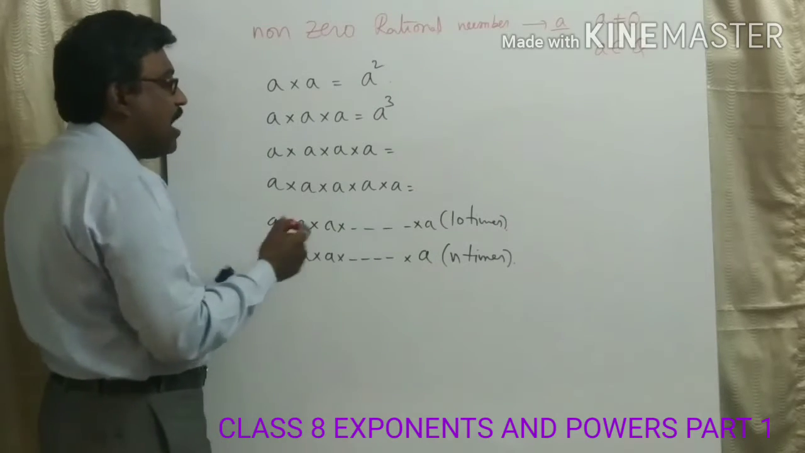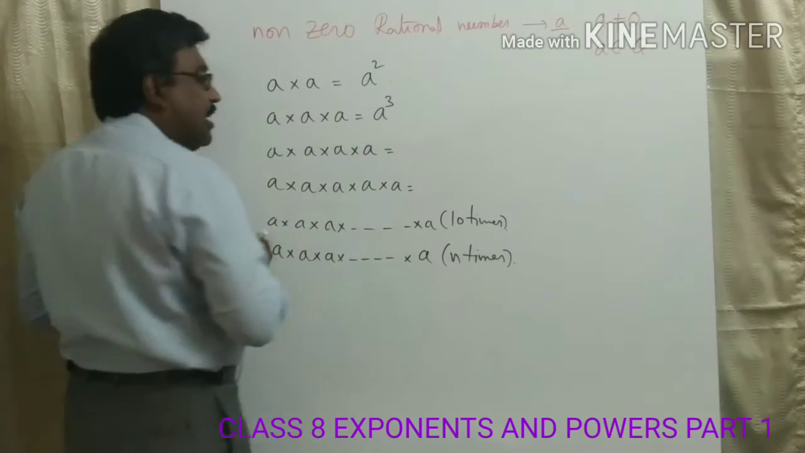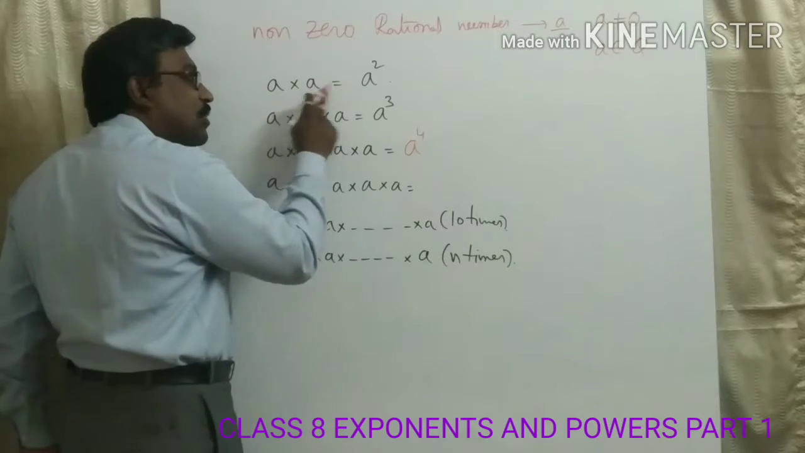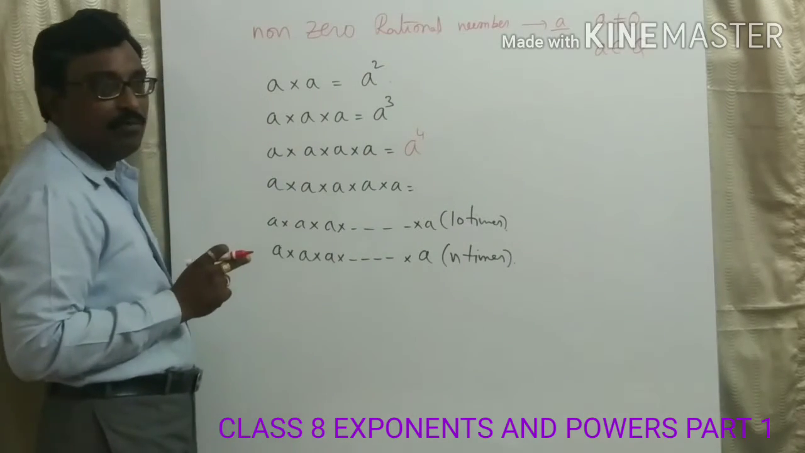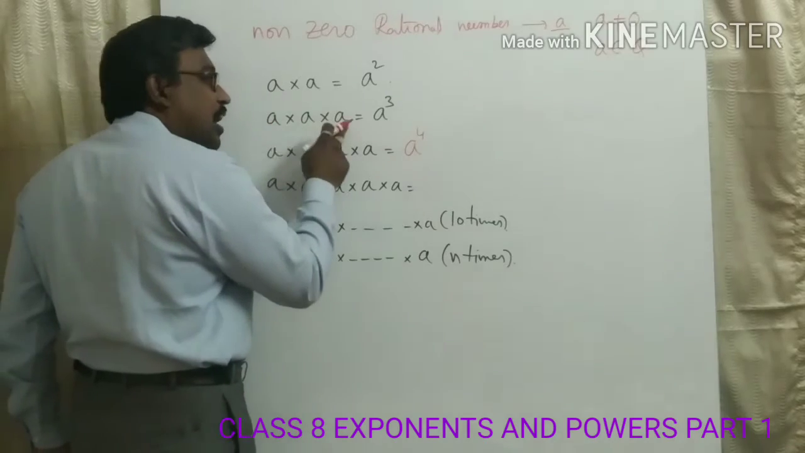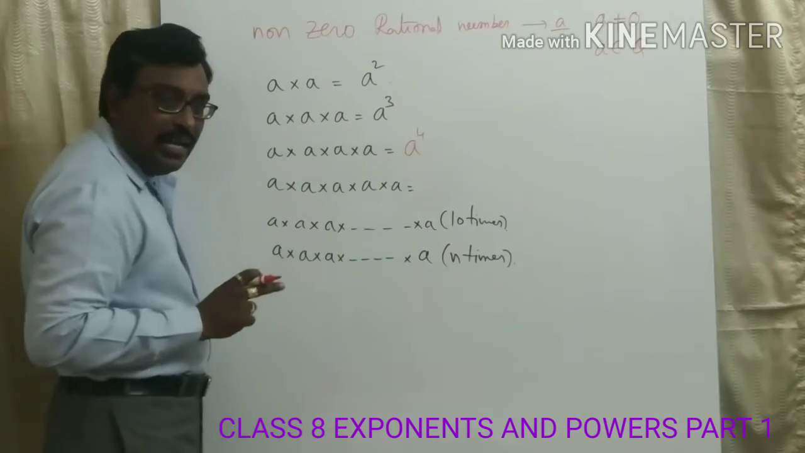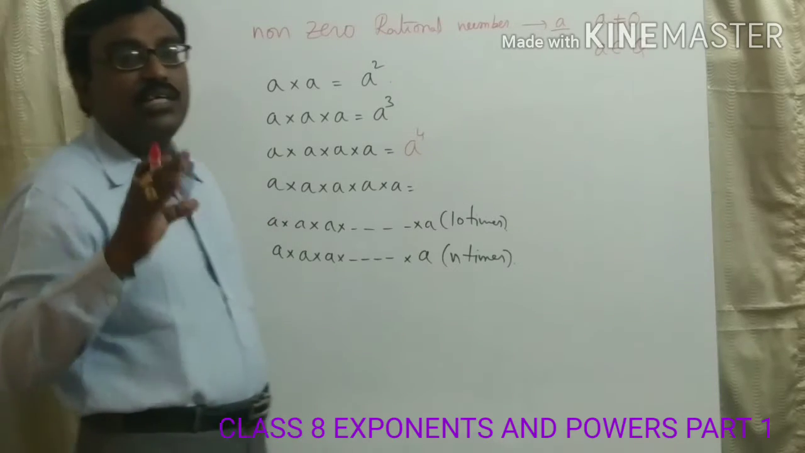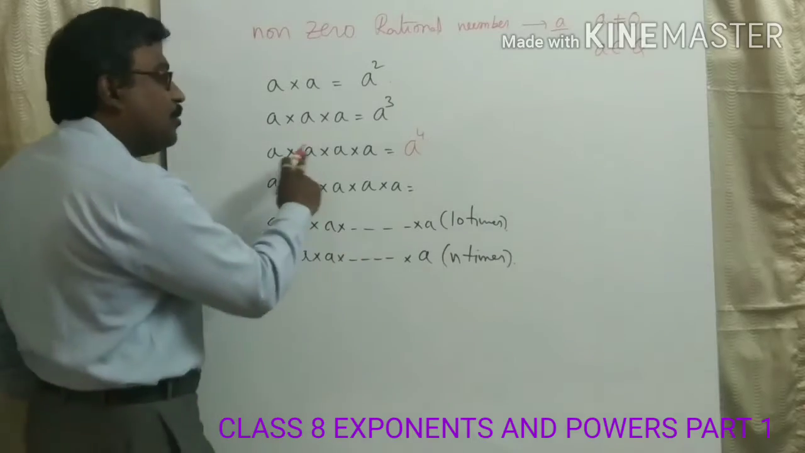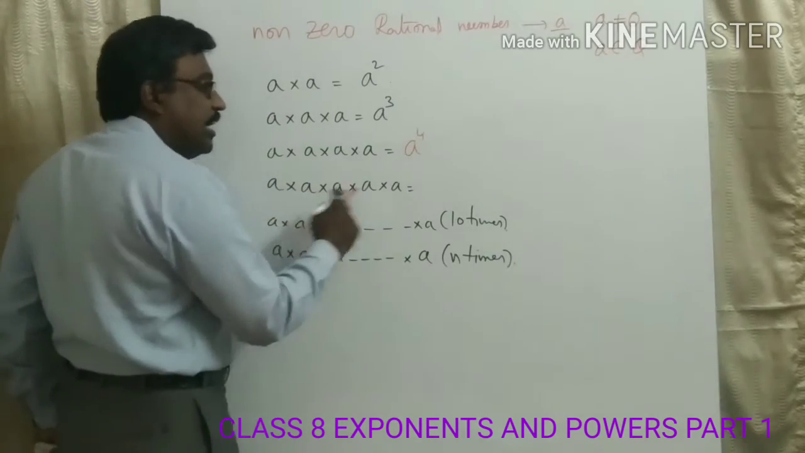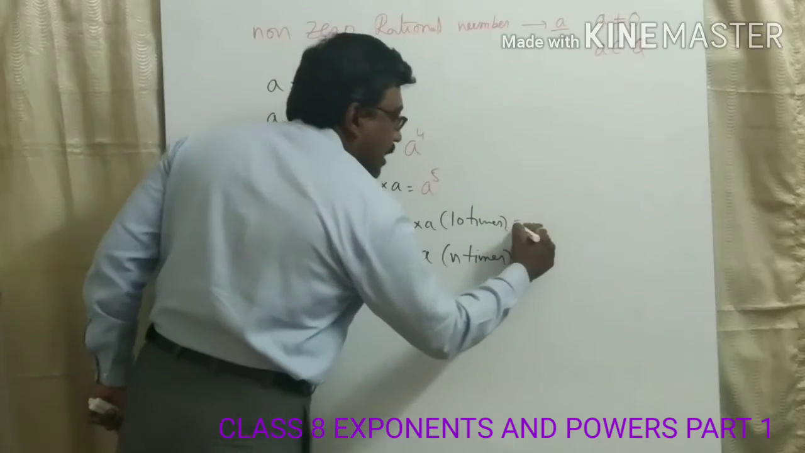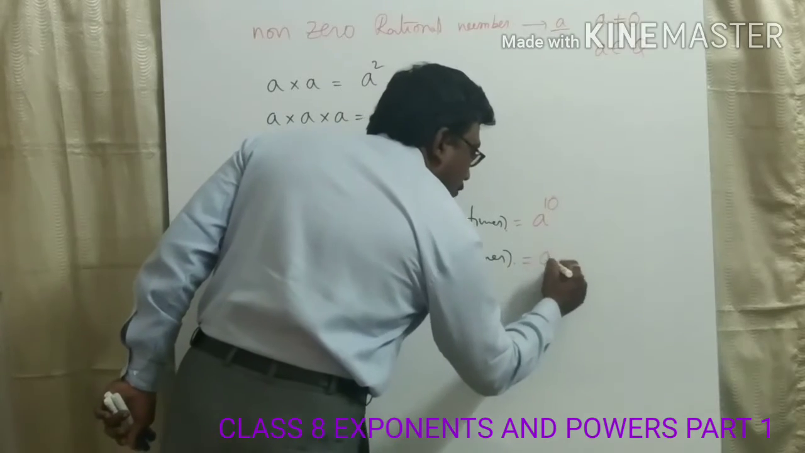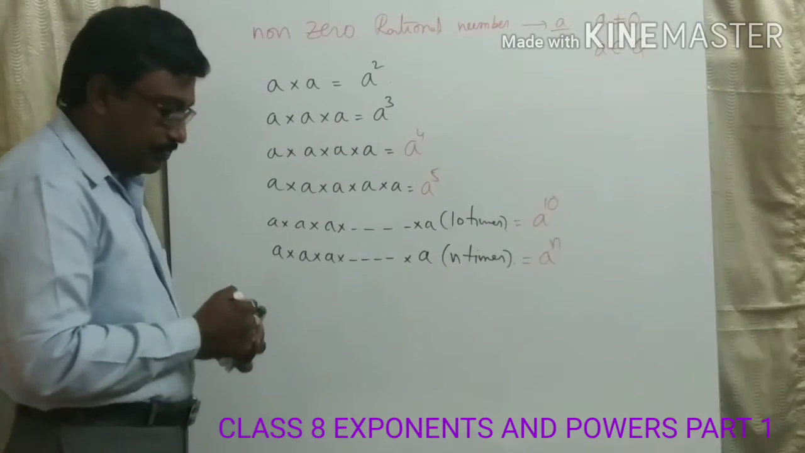Now, if it is multiplied 4 times, then we call it A to the power of 4. If it is multiplied 2 times, A square or A power 2. A into A into A, we call A cube. Actually the meaning is A to the power of 3, A is raised 3 times. Then A to the power of 4, A to the power of 5, and if multiplied 10 times, A to the power of 10. Finally, we came to know A to the power of n.